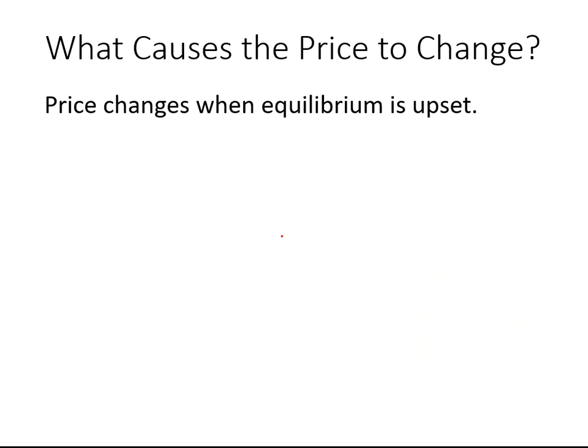After looking at how the market deals with disequilibrium, we have to look at what causes the price to change. The price changes when equilibrium is upset due to a shift in the demand curve or a shift in the supply curve. After the shift, a surplus or a shortage is created, and the market mechanism begins to find the new equilibrium. That's another situation when the equilibrium price will change.